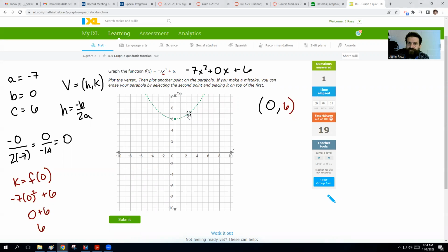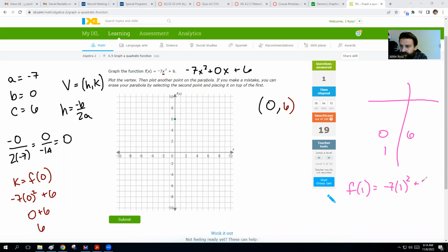Here we go. Now to get another point, we have to make a table here. I always like to put the vertex in the middle because it is a middle point. Let's just go over 1 and see if that comes out nice. So we've got f of 1. What is negative 7 times 1 squared plus 6? So remember, you square the 1 first.